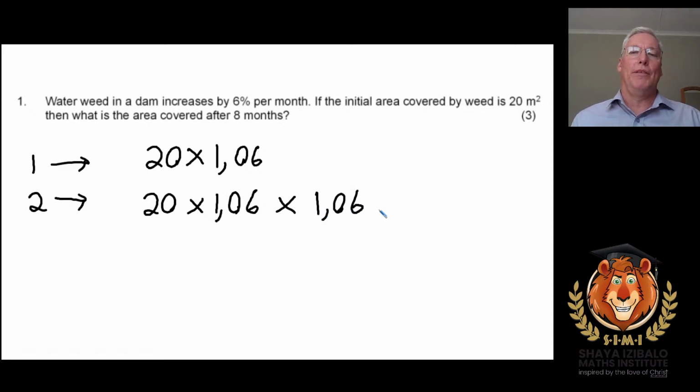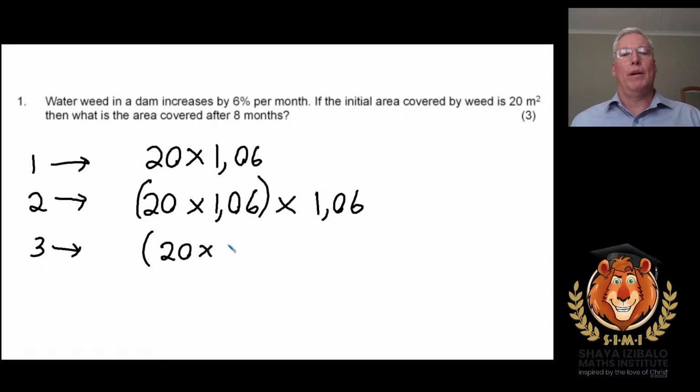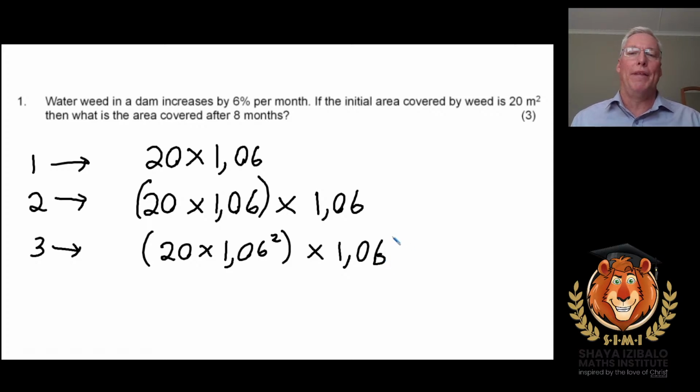So what we can see here is obviously kind of compounding or continuous multiplying, because this here is after 1 month, and then we multiply by 1.06. So after 3 months, it will obviously be 20 times 1.06 squared. That's after 2 months. And then to get from 2 months to 3 months, we're going to multiply by 1.06 again. And I'm hoping you're seeing why the compound interest formula actually works.